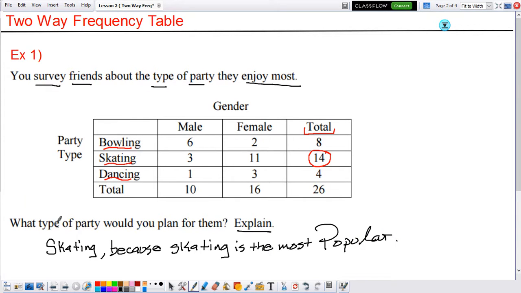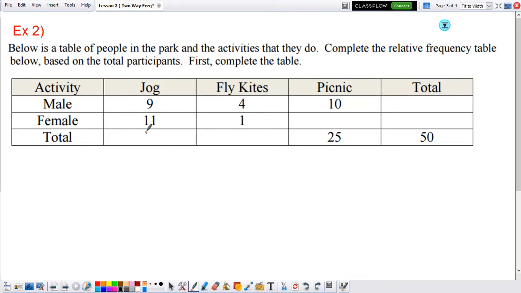So this is how we answer the kind of questions regarding the two-way frequency table. Now, look at our next example here. Below is the table of people in the park and the activities that they do. What we want to do is complete the relative frequency table based on the total participants. First, complete the table. Let's just complete the values that are missing. We want to know what values will go into these slots.